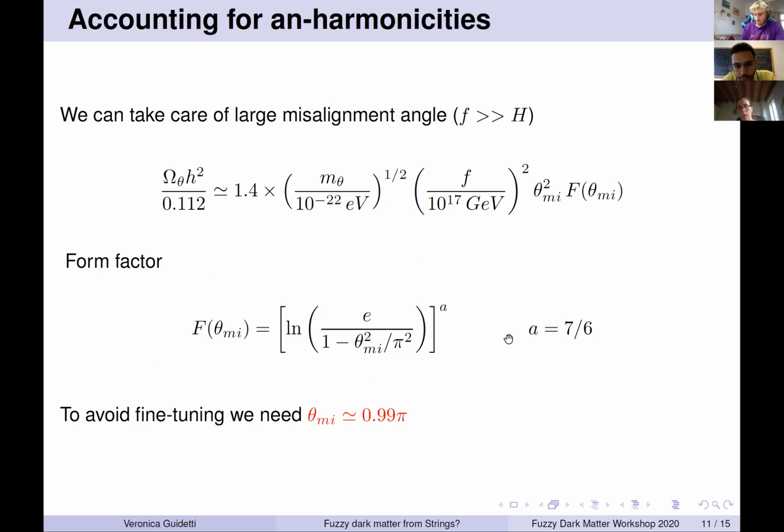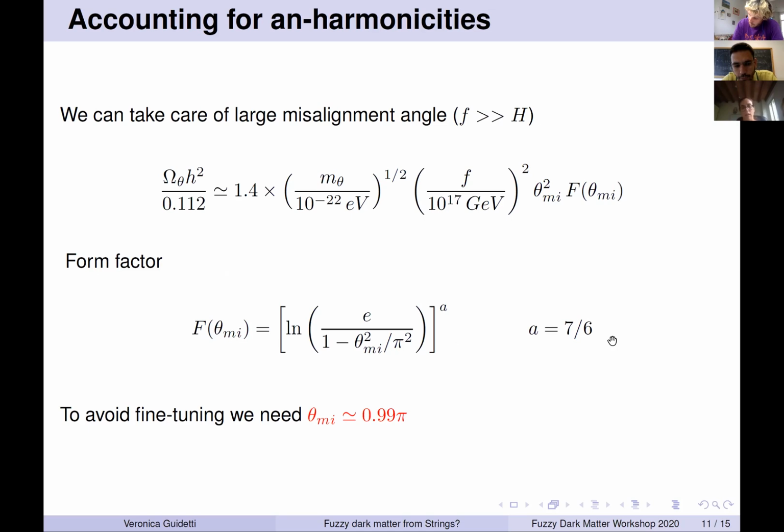Here I take A equals 7/6. There are other values that can be taken. These values actually depend on how the axion mass scales with the temperature at temperatures higher than lambda, so the strong, the QCD scale or the instanton scale. But let's fix this value like this.